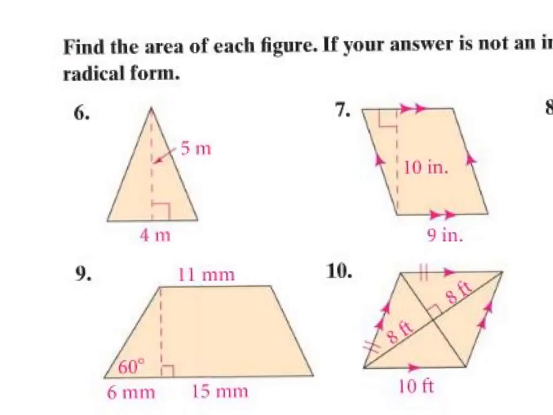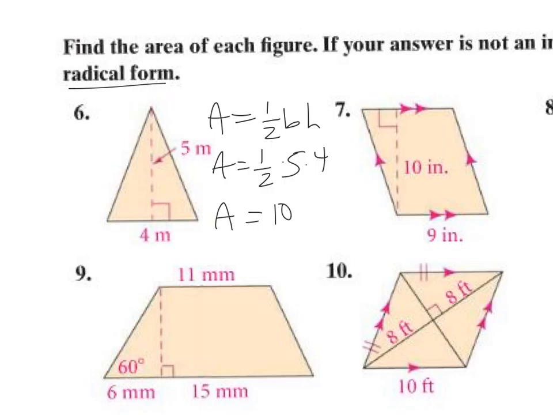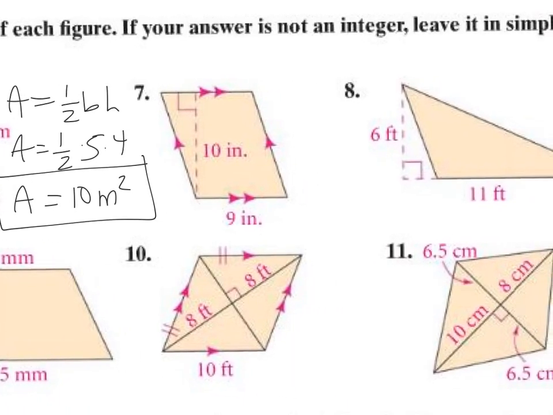Figure, and if your answer is not an integer, write it in simplest radical form. So every time you do this, you have to write the formula and substitute in, and make sure you're answering in units. So there's number 6. Number 7 is a parallelogram. So you write the formula, base times height, substitute, and then answer in units.